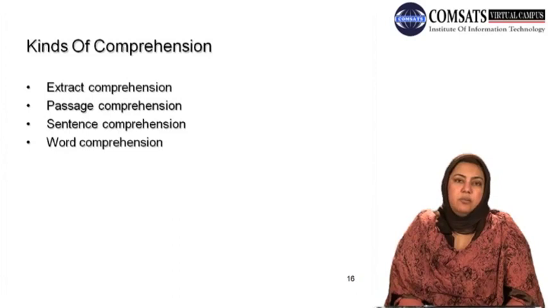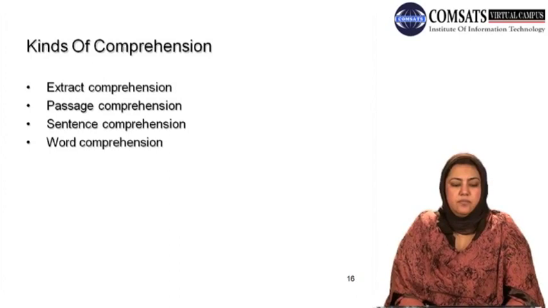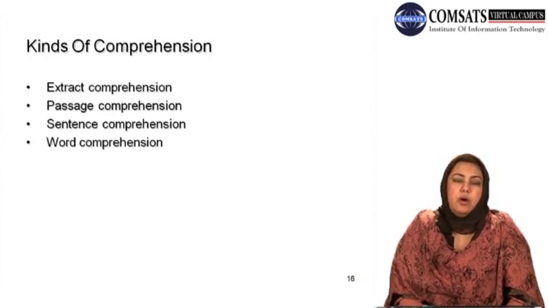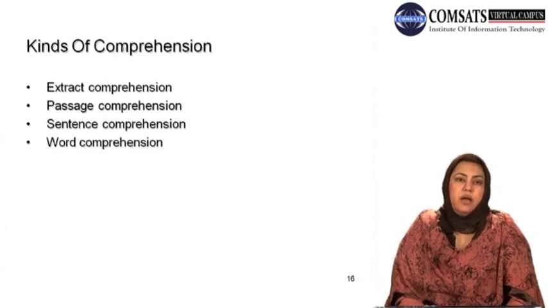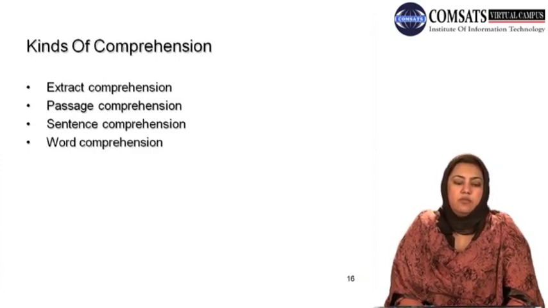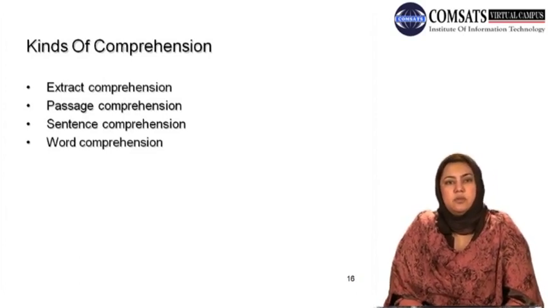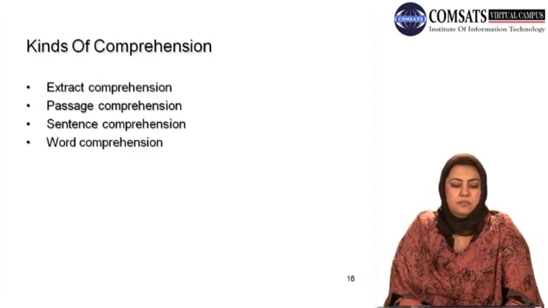Number 1, extract comprehension. Number 2, passage comprehension. Number 3, sentence comprehension. And number 4, word comprehension. Well, I would start from the bottom. Word comprehension activities are those activities where you are given a sentence with a blank, where you have to write the meaning or the inference or the synonym of a word that is given in that sentence, and then you are provided with a couple of options. You may have 3 or 4 options and you have to pick one out of those.